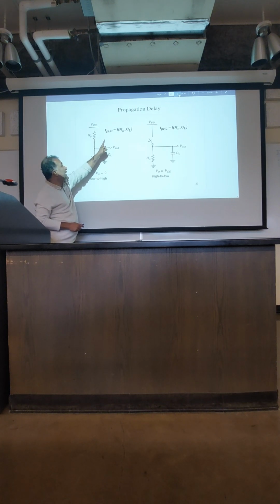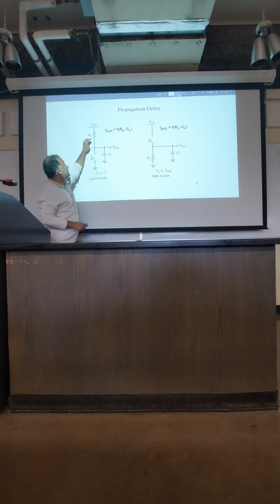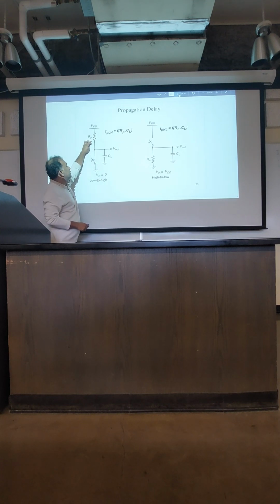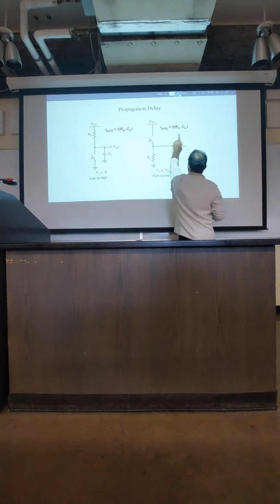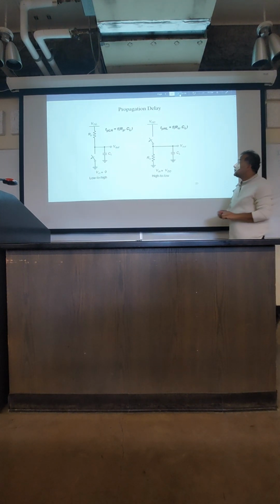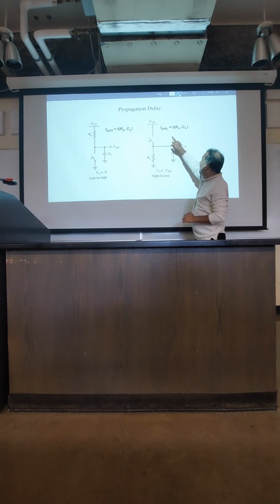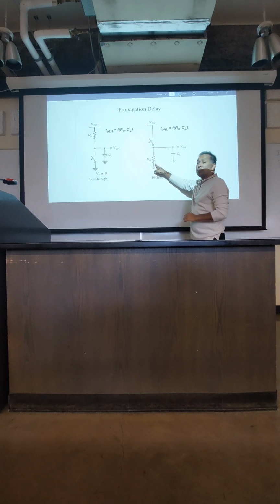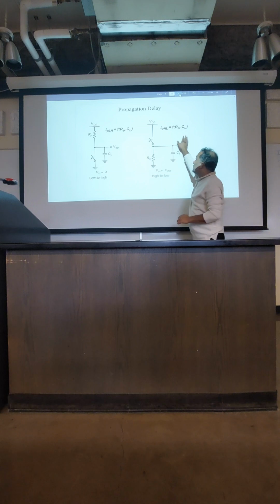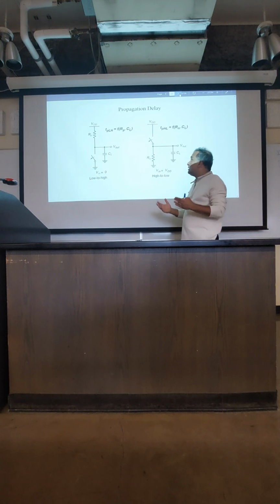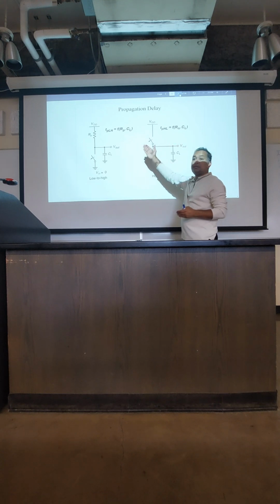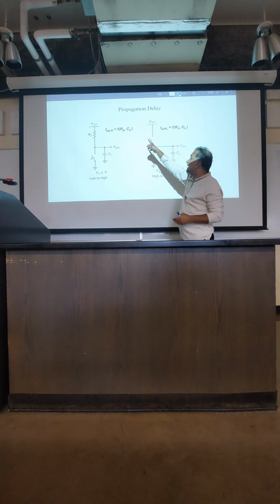So the TPLH, propagation delay low to high for any CMOS circuit, will be a function of the ohm resistance of PMOS and the load capacitance. Similarly, when input is high, output is making a high to low transition. So the propagation delay high to low will be a function of NMOS ohm resistance and load capacitance. From these two equations, now you know what to do to make it symmetrical. Symmetry means these two propagation delays must be equal to each other. Inside those, CL and CL are equal.